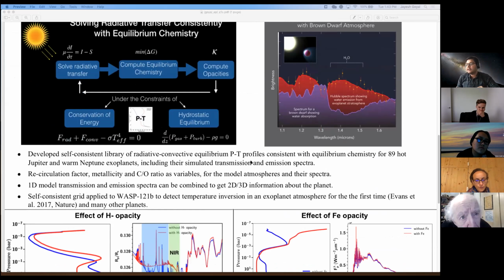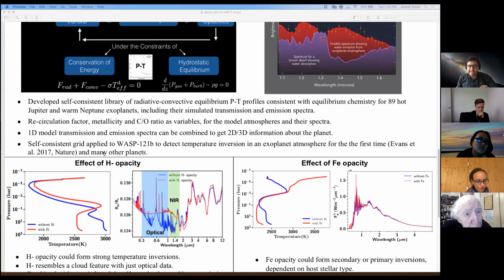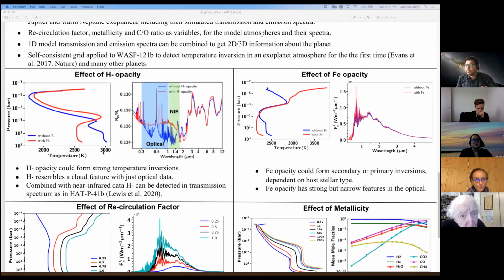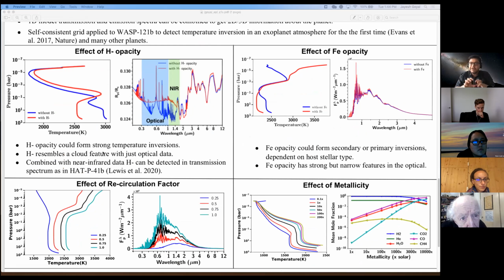During the development of libraries, one important thing we do is sensitivity analysis, because these models are very complicated. There are many knobs to turn. So how does it affect the spectrum? How does it affect the pressure temperature profile? We need to understand it, because that gives us an important understanding of what's happening in the atmosphere.